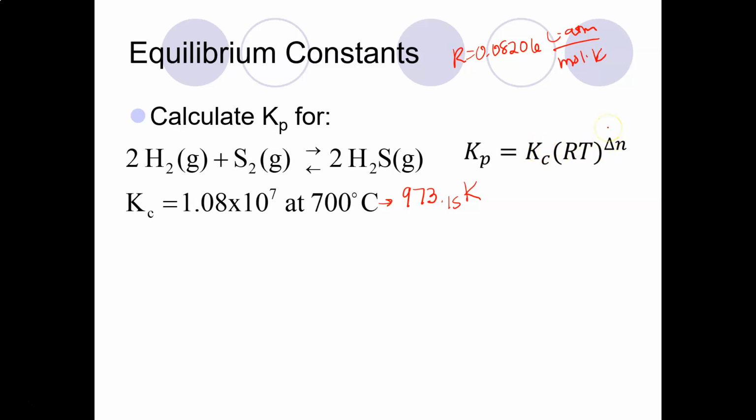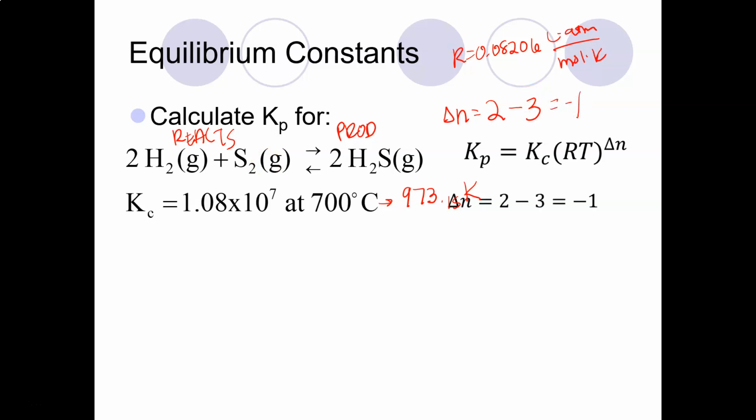Now delta N. Delta N is the change in moles of gaseous products. Just a reminder, these are the products and these are the reactants. So what we need to do is look at this and figure out, it's not a whole lot of calculating, how many moles of products are gases? Well, this is a gas and there are two of them. So for delta N, the moles of gases that are products are 2. Now reactants, that's a gas and that's a gas. So how many moles are there? Well, there's 2 of hydrogen and there's 1 of sulfur. So 3. So delta N would be -1.